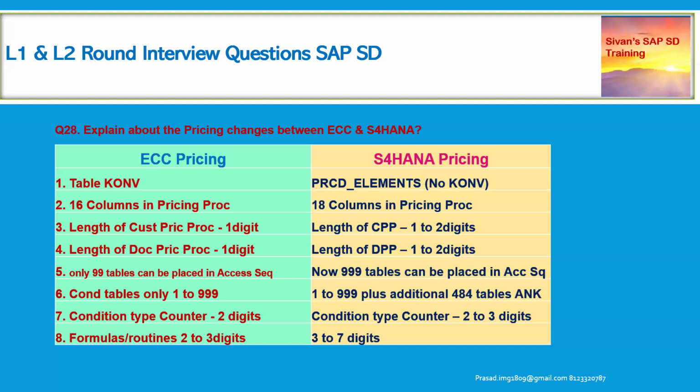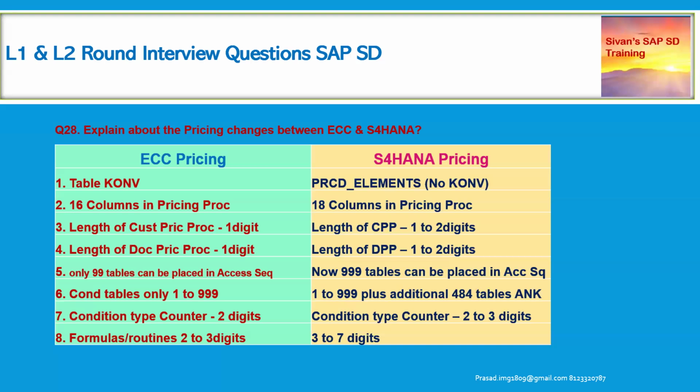And then BRF plus has been introduced in the place of output determination. And if the client wants to utilize the same traditional output determination, yes, he can use the NACE transaction and do it. Else he can go for BRF plus, business rule framework, which is a combination of SD and the technical team. They have to work together.